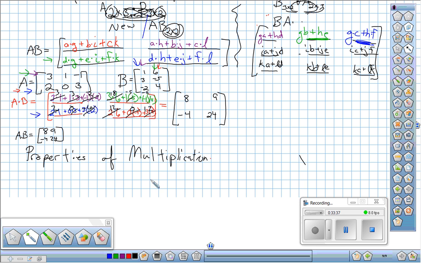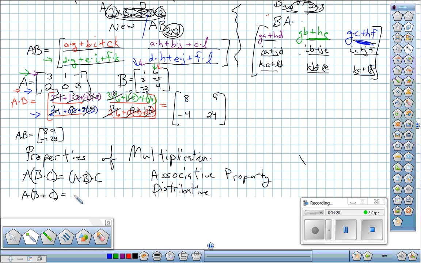Your associative property is that I could have A times B times C first, and that would be the same thing as taking A times B times C. Then I also have my distributive property. And that would be A times B plus C equals AB plus AC. Make sure you keep these in the same order.